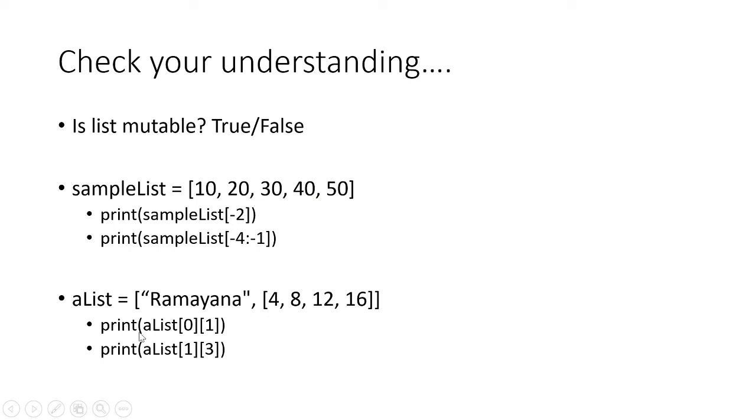List of 0 of 1. What is list of 0? Ramayana, ma'am. In Ramayana, what is 1? Replacing with 0 of 1, what is it? A. So the first print will give A. What is the second outcome?